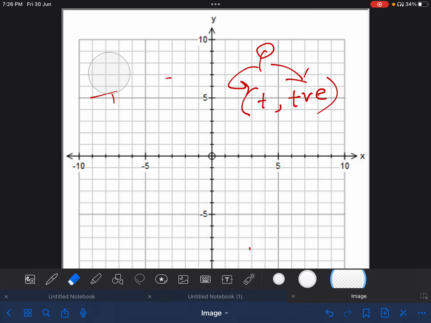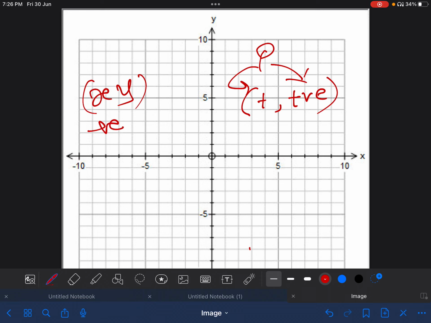Let's see the second quadrant. In the second quadrant, what do we observe about the values of X and Y? Here the value of X is negative and the value of Y is positive. That means the coordinates of a point Q, which is in the second quadrant, have one positive and one negative.